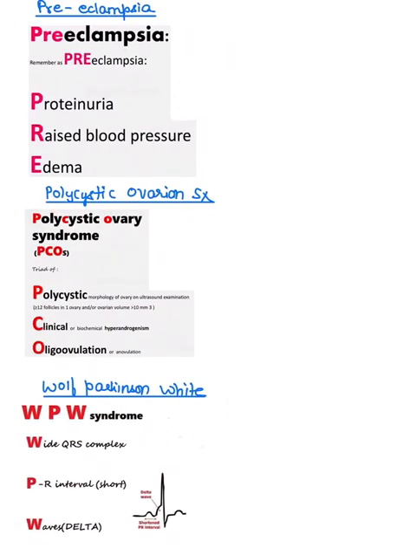Now coming on to the preeclampsia. So preeclampsia is one of the problems in hypertensive disorders of pregnancy. So what are the features that the patient will have? P is for proteinuria, R is for raised BP, okay, and E is for edema.